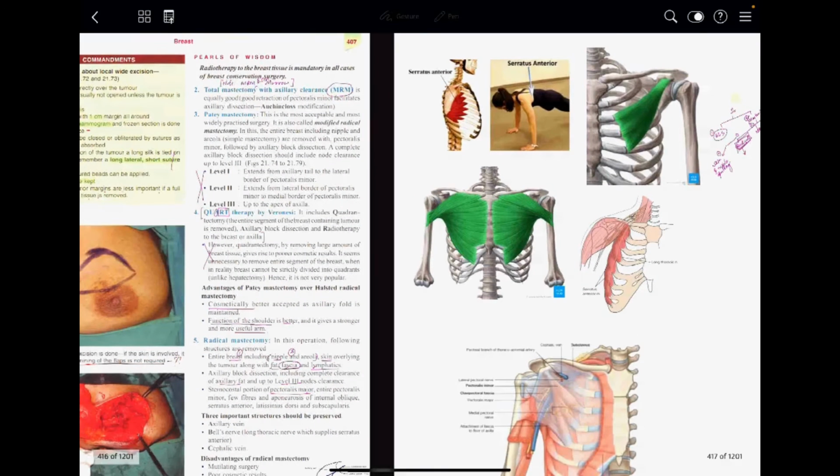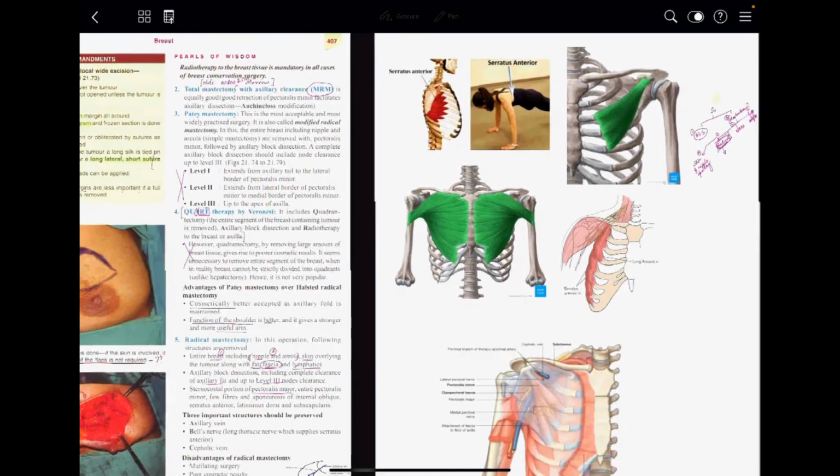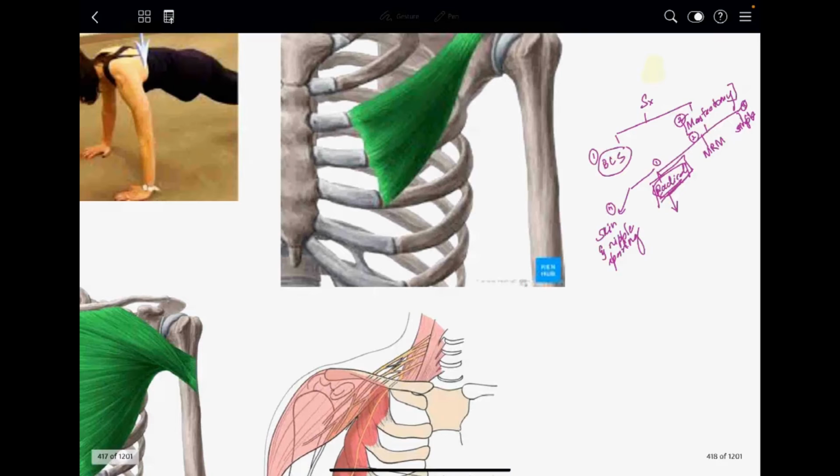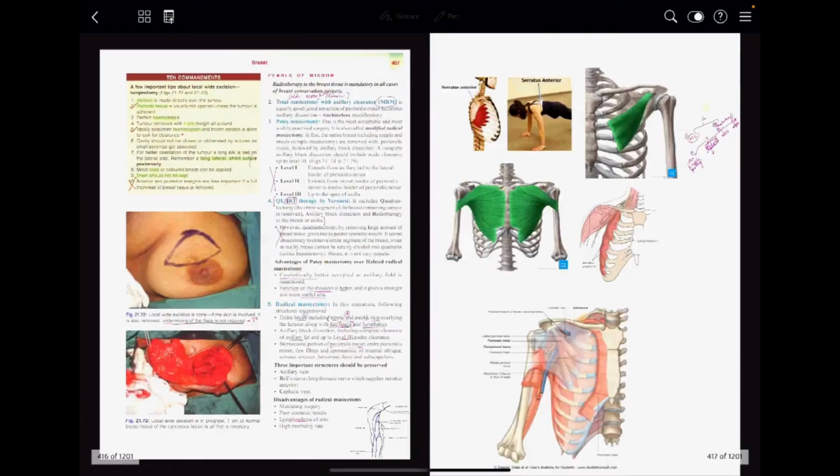So we are done with all kinds of surgery now. We are done with breast conservation surgery and then mastectomy, all the types of mastectomy.